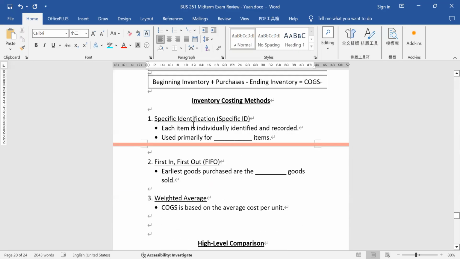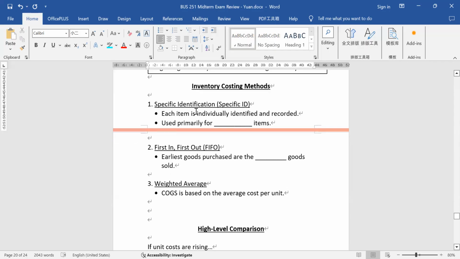And for inventory costing methods, there are three methods. One is specific identification. It's called specific ID. So each of the items is identified and recorded. And this is used primarily for expensive items. And normally the questions will inform you which of the inventory is used when they ask you some questions.